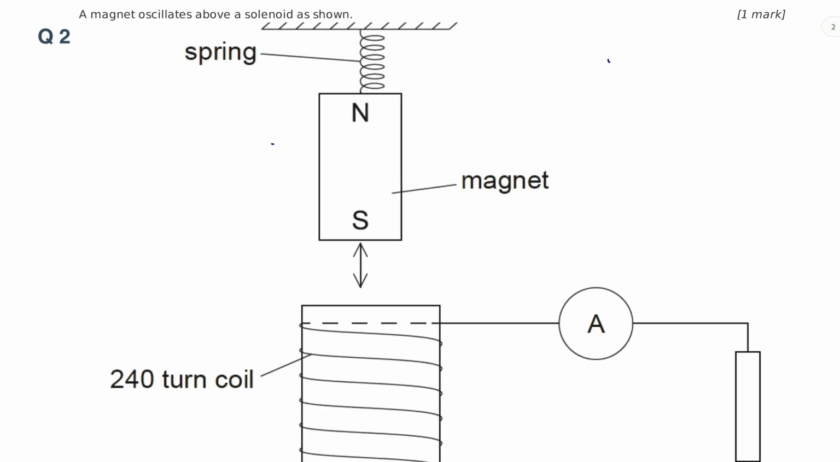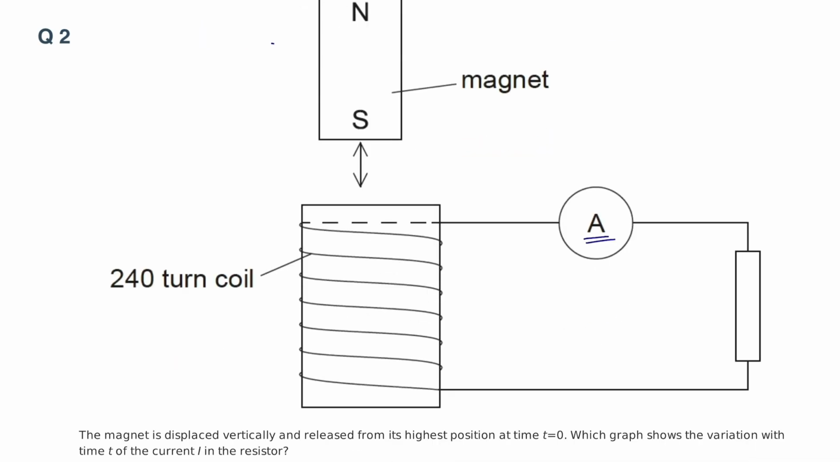A magnet oscillates above a solenoid as shown. We can see that a magnet is suspended on a spring and that's going to go down into the coil and back up again. We know from electromagnetic induction that a current will be induced in the coil and a reading will be shown in the ammeter, and this resistor here is to stop it short circuiting. The question says, a magnet is displaced vertically and released from its highest position at time equals t0. So at t equals 0, it's up here. Which graph shows the variation with time of the current I in the resistor?